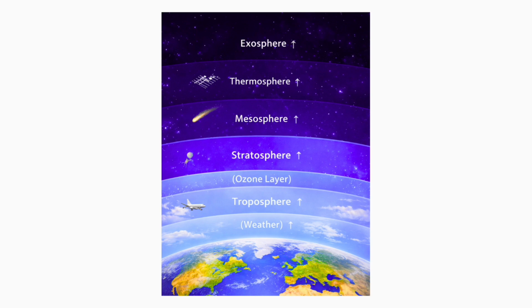Meteors burn up in this layer. Thermosphere, very hot layer, contains satellites and space stations. Auroras occur here. Exosphere is the outermost layer, merges into outer space.